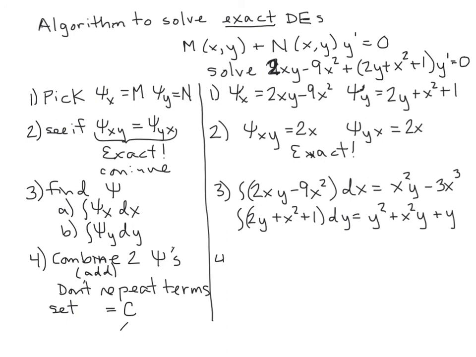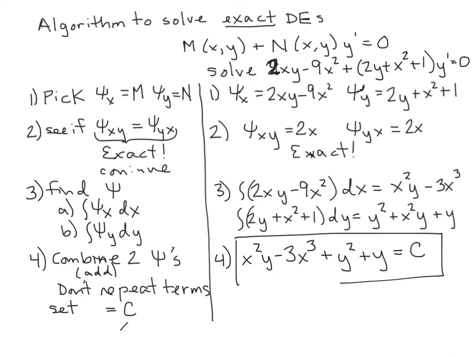All right, so fourth step here, we're going to take our integral from this first step, which is x squared y minus 3x cubed, and we're going to add that to this other integral, y squared, except I don't want to repeat terms, so I'm not going to write down x squared y again, but I do still have a y that's not repeating. I'm going to set it equal to c, and done. All right, and that is the algorithm to solve exact differential equations.